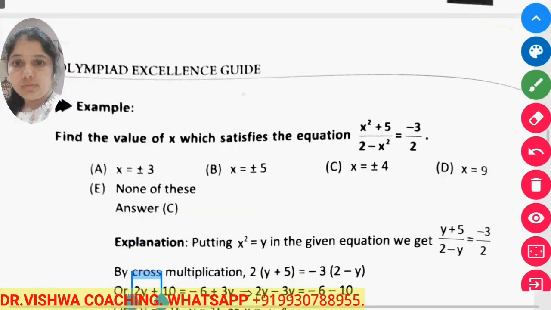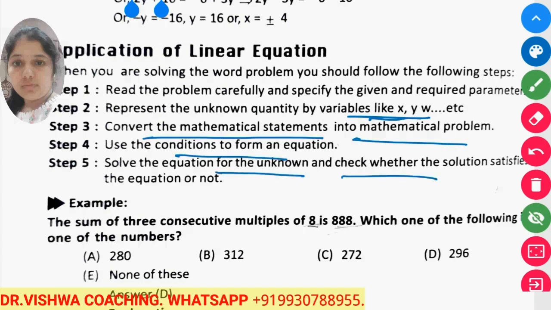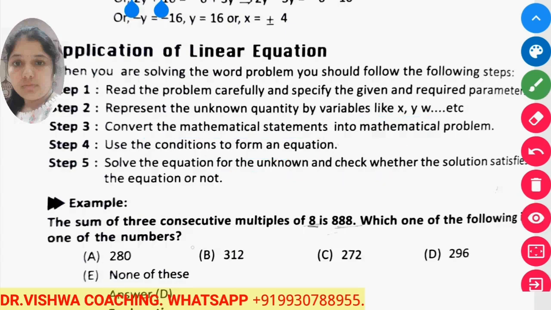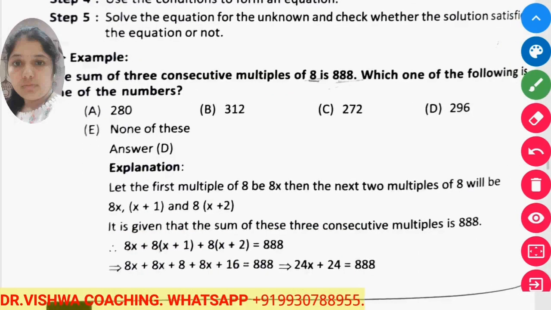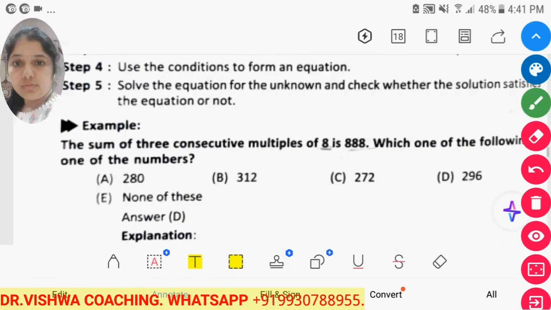Now, application of linear equations. When a word problem comes, you have to represent the unknown quantity in a variable like x, y, w, then convert it into a mathematical statement or mathematical problem, then use the condition to form the equation, and then solve the equation for the unknown and check whether the solution is satisfied. So these are the steps to solve the word problem. Now see, we look into one word problem.